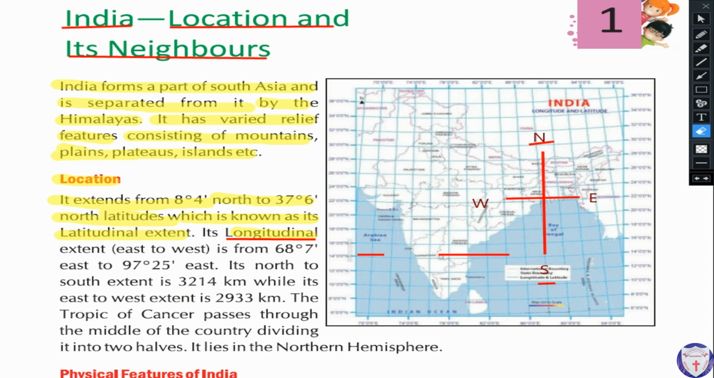Okay, so now next is the longitudinal extent from the east to west. There is the east direction and there we have the west direction, meaning it extends from the east direction to the west direction, like this. This extends from 68 degree east to 97 degree east.